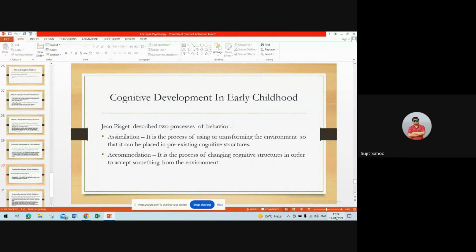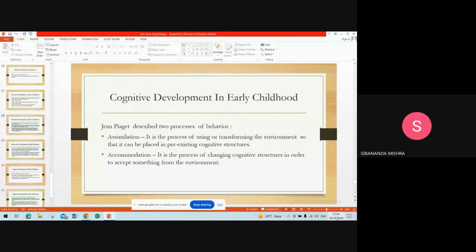Yes sir. Cognitive development in early childhood. Cognitive development means intellectual development. We are talking about intellectual development. Jean Piaget is a great psychologist who developed a theory called cognitive development. In his theory, there are 4 stages. In the beginning, he says there are 2 processes of behavior he developed. One is assimilation, another is accommodation.